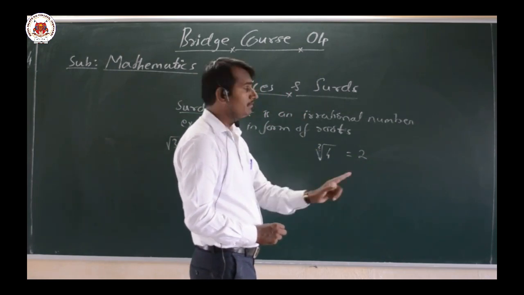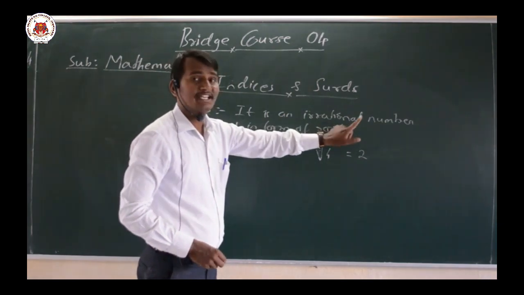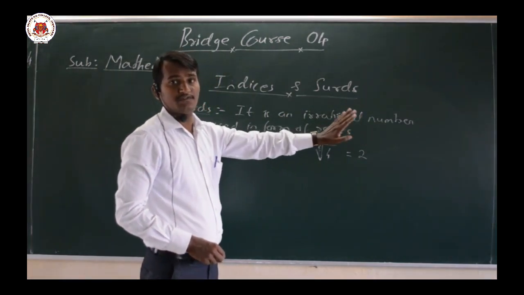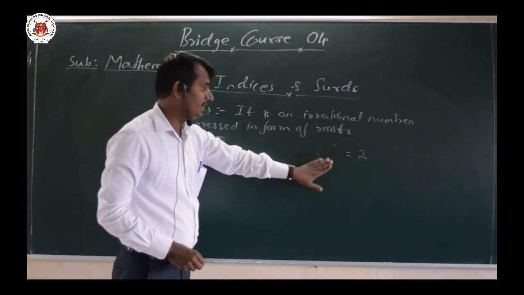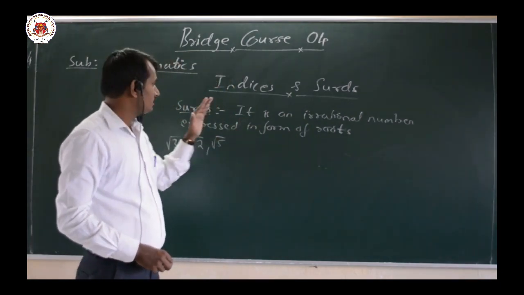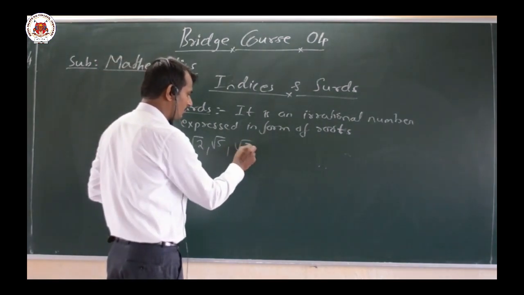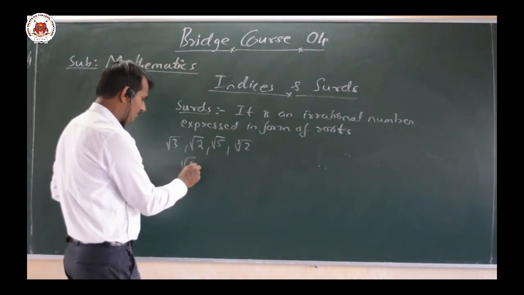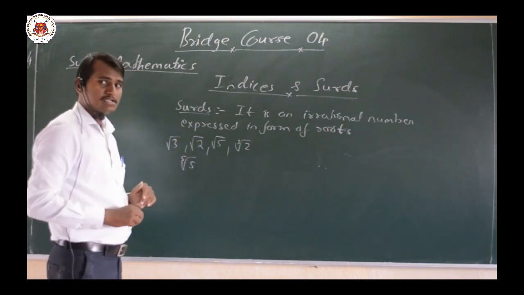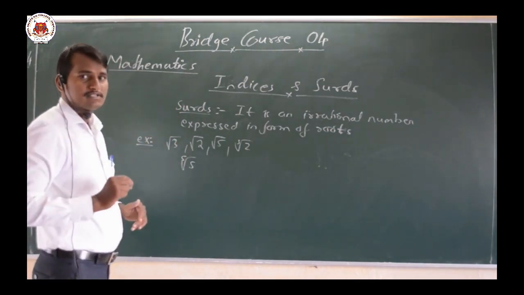You should remember why, because by definition a surd is always an irrational number expressed in the form of roots. Since 4 was a perfect square, it was not a surd. You can give many other examples, like the cube root of 2, then the fifth root of 5, and so on. These are all examples of surds.